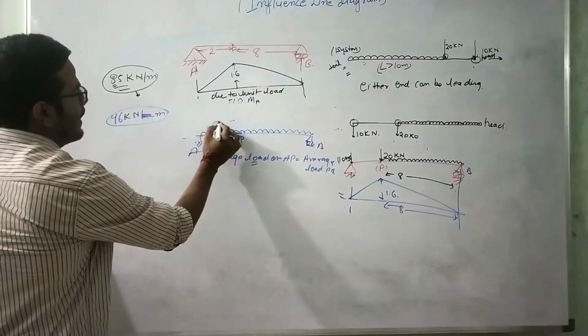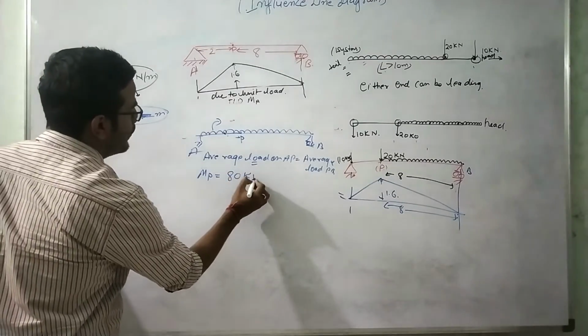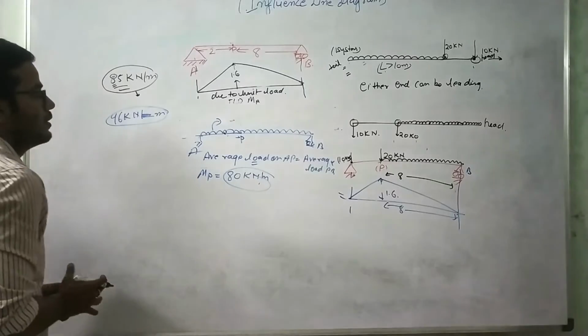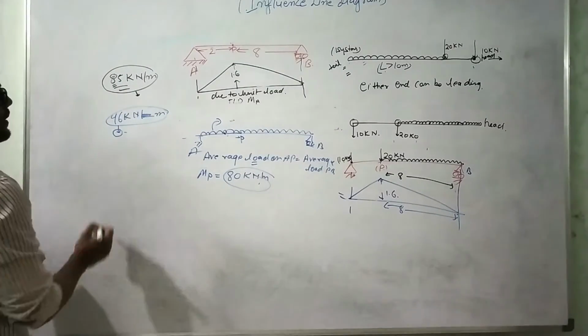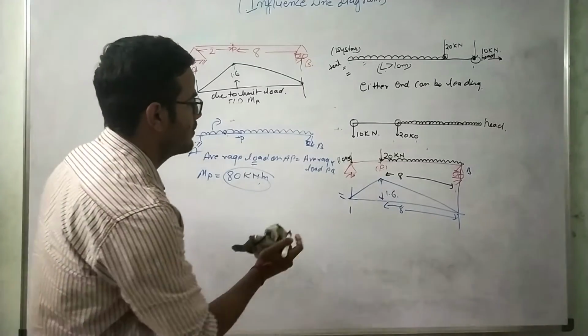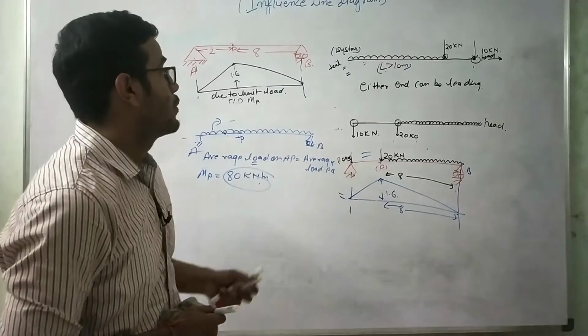If I calculate the MP value for this case, we have already calculated it, and the value comes out to be 80 kilonewton meter. So in this case also, we are getting the maximum value of 96 kilonewton meter for the previous load combination which we discussed. So this is the way you approach the problem.